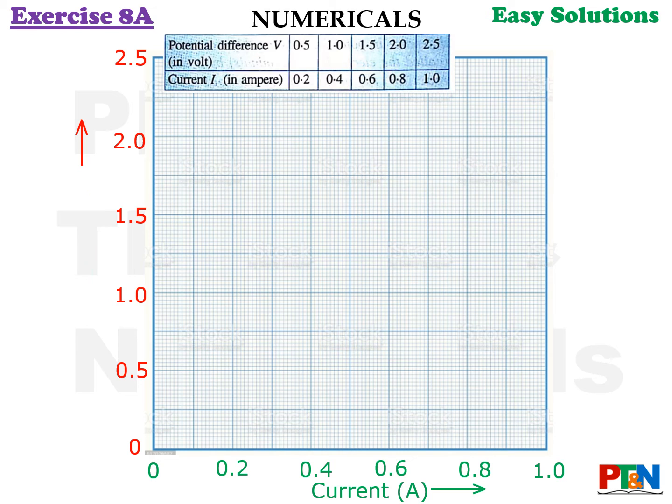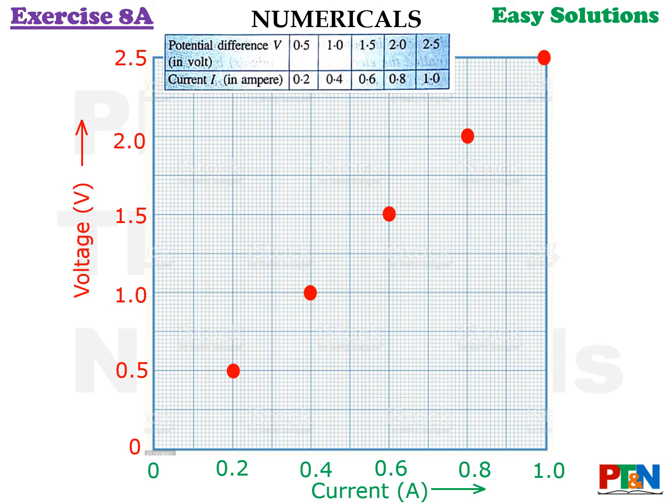Now you need to plot the points. So what are the points? For 0.2 ampere, 0.5 volt. For 0.4 ampere, 1 volt. For 0.6 ampere, 1.5 volt. For 0.8 ampere, 2 volt. And for 1 ampere, it is 2.5 volt. So you put the dots on the graph. These are the 5 values, 5 dots have been put.